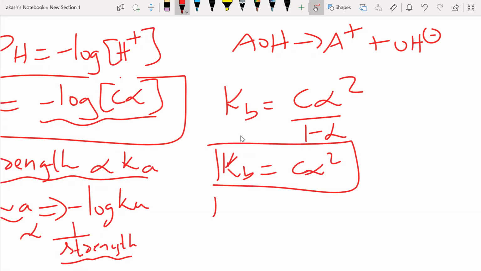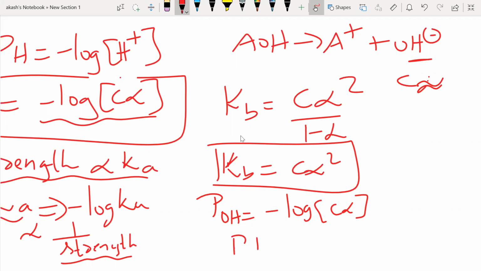So now I cannot find pH. I can find POH. That will be negative log of the concentration, negative log of C alpha. Again, C alpha will be the concentration of OH minus. And I hope you remember the relationship between pH and POH. Anybody remembers what is the relationship? pH plus POH is equal to 14. Yes, right.